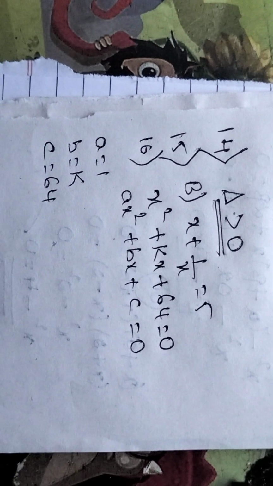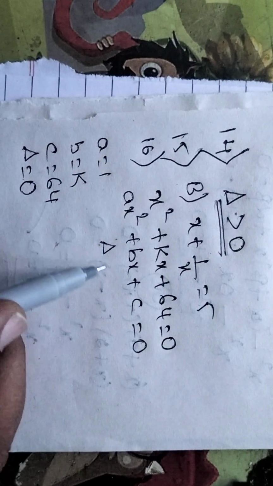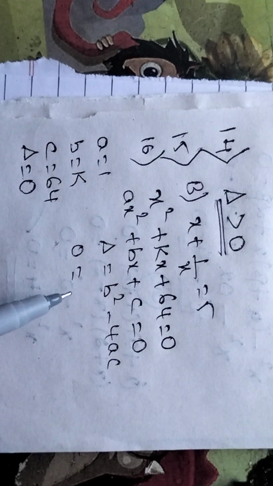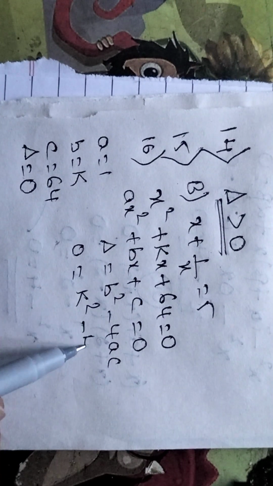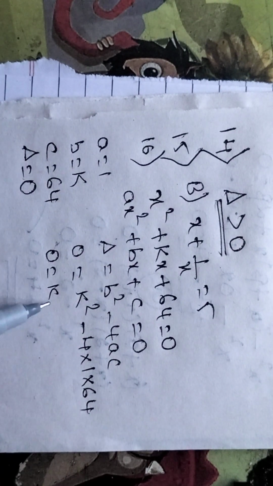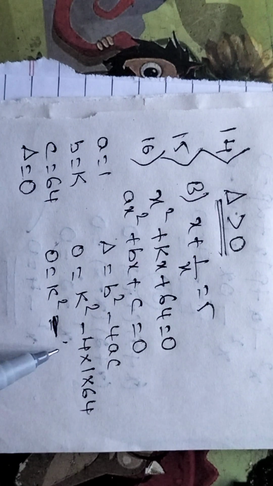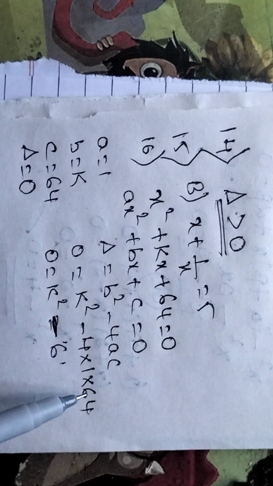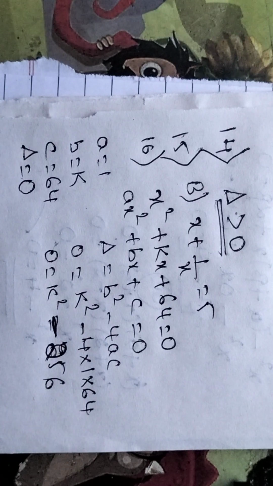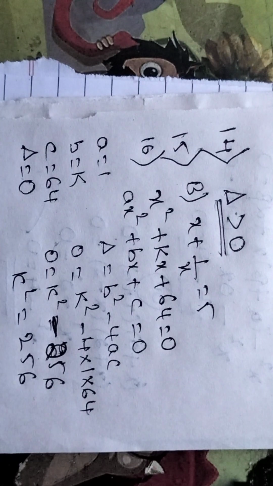So our condition is that the roots are equal, then delta is equal to 0. What is the discriminant? Delta is equal to b square minus 4ac. Delta is 0, b square is k square, minus 4 into a which is 1, c which is 64. So 0 is equal to k square minus 16 into 4, 64 into 4, which will be 256.